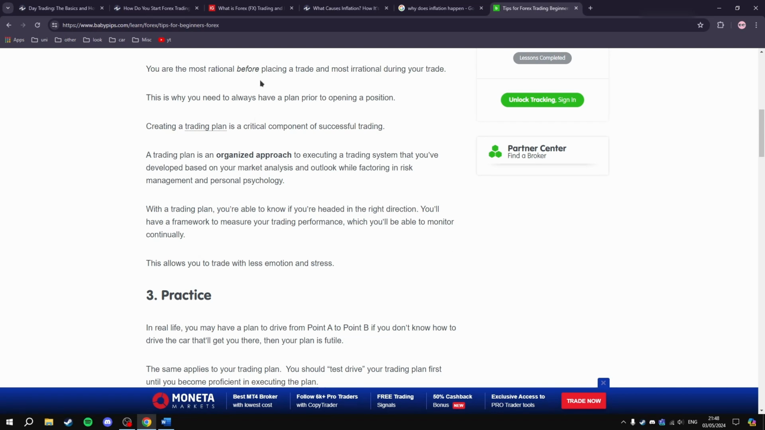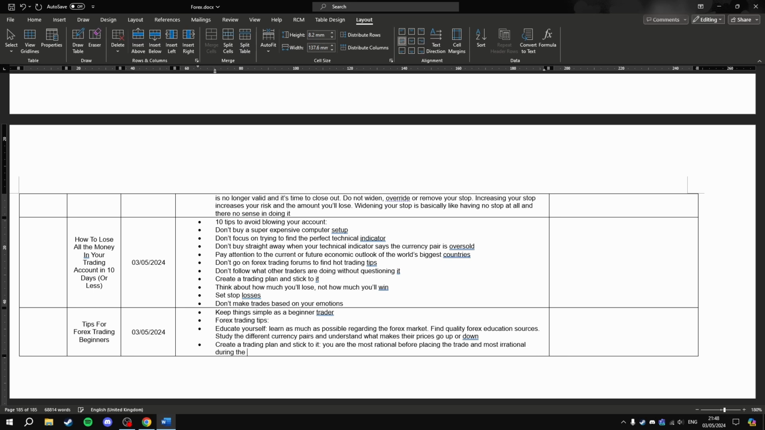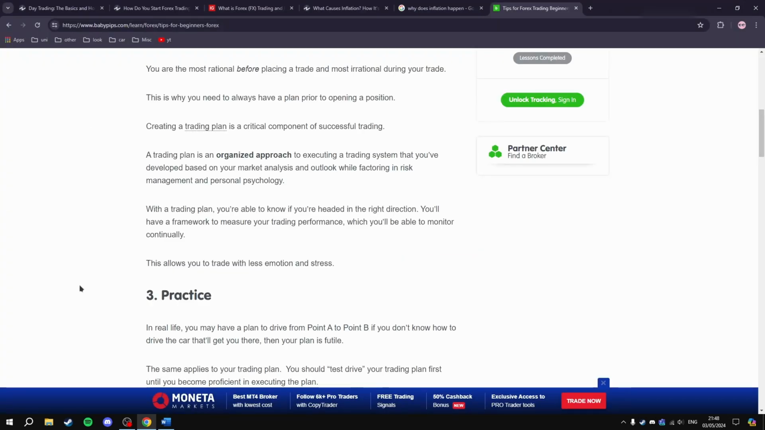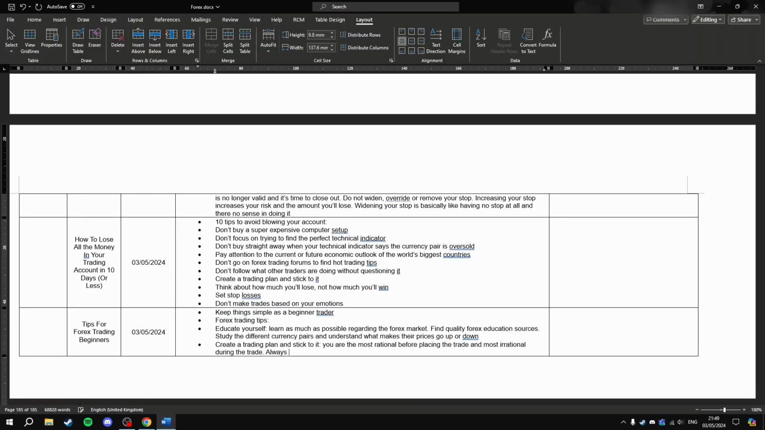You are the most rational before placing a trade and most irrational during your trade. This is why you need to always have a plan prior to opening a position.